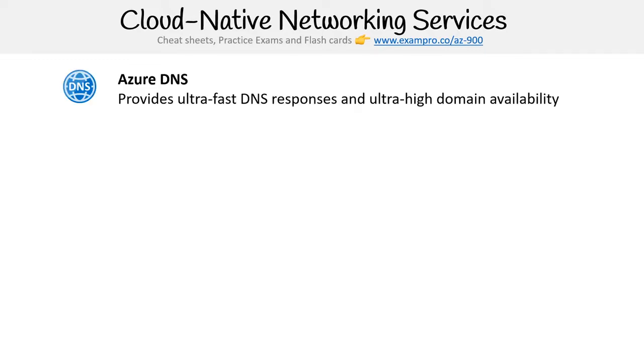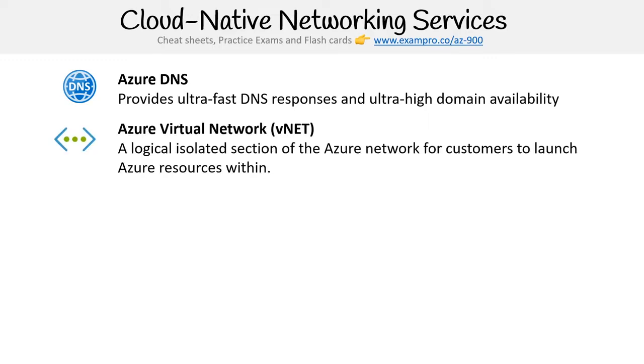So first is Azure DNS, and we do describe this service later in the course here, but this provides ultra-fast DNS responses and ultra-high domain availability. So if you have a domain name and you just want it to be managed by Azure, you can associate it with Azure DNS. Then you have Azure Virtual Network. We talked about this prior, but we'll talk about it again. Short for VNet, a logical isolated section of your Azure network for customers to launch Azure resources within.